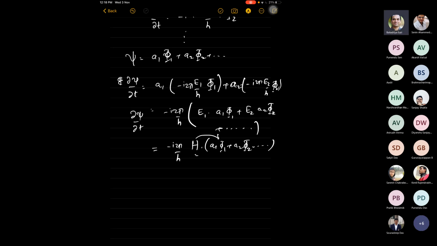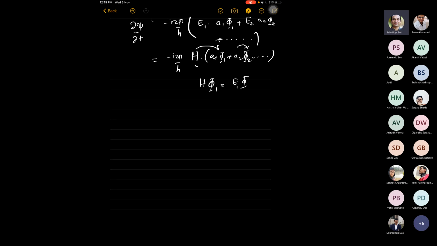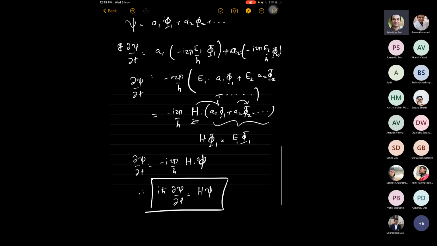You can act H on each of these terms, H times phi1, H times phi2, etc. And we know from this eigenvalue equation here that phi1 has an energy E1. What that means is H phi1 is E1 phi1. So the action of this operator on the wave function gives you del psi by del t equal to minus I 2 pi by h, H acting on psi. Therefore, I h cross del psi by del t equals H psi. Does that explain, I forget who asked, I think Prasenjit asked, how the general Schrodinger's equation comes about? Yes. So we use the property that H is a linear operator to go from the eigenvalue equation to the general time dependent equation.